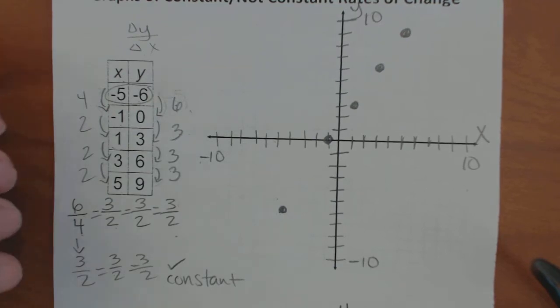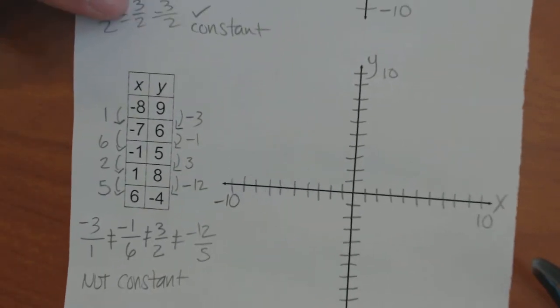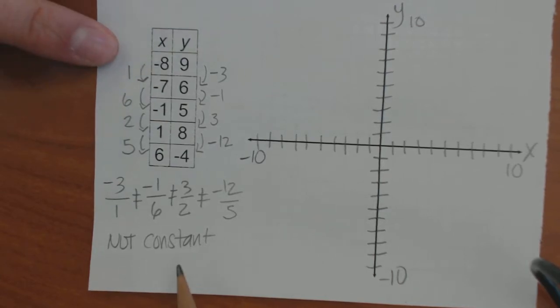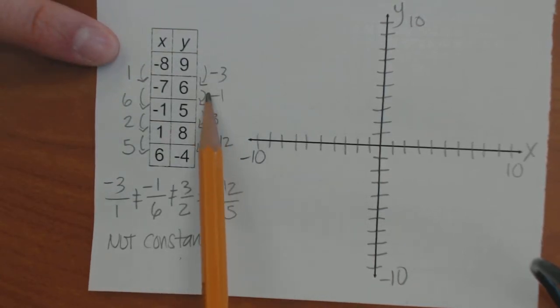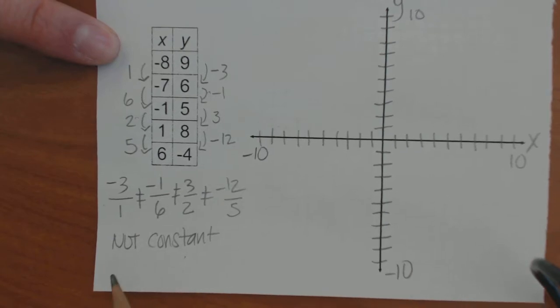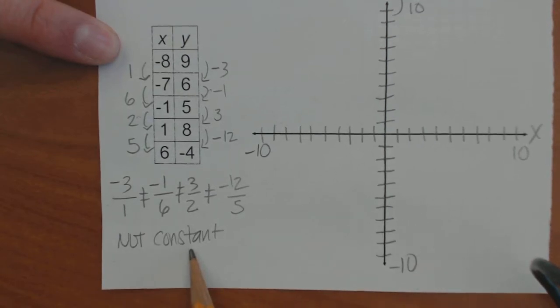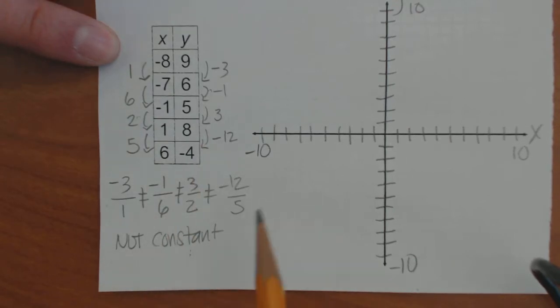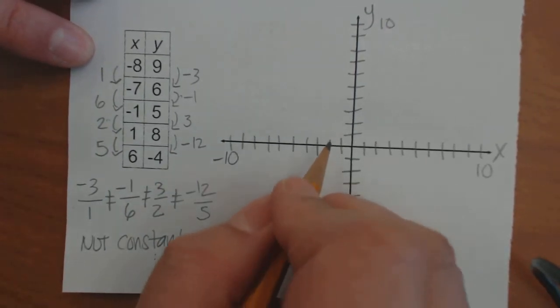Let's see what happens if it's not. So the second example down on your page, again, I did some work. I checked to see if it was constant or not. I found the change in y and the change in x, and I divided it. None of these fractions would be able to be reduced to be equal. All of these would have to be equal, and none are, which means it's not constant. So let's see what that looks like for this table. We know it's not constant. Let's see what the points look like.